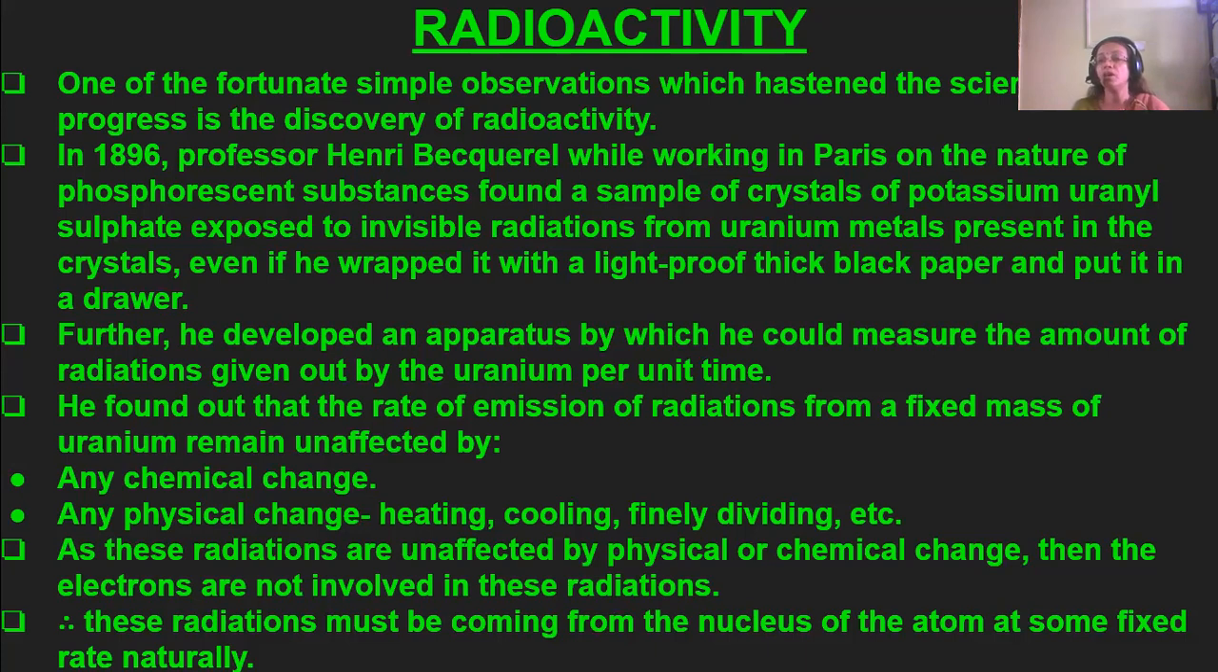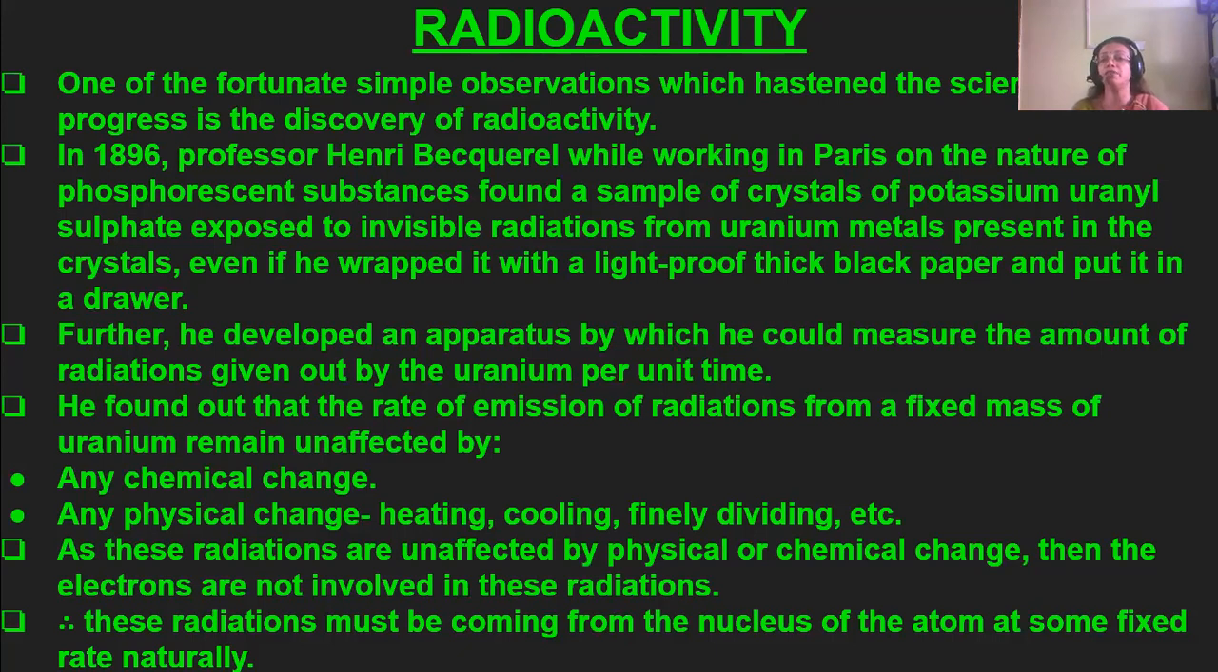What did he do? He wrapped light-proof thick black paper around the crystals of potassium uranyl sulfate, and he found that invisible radiations were still coming out from the uranium metal present in the crystals, because potassium uranyl sulfate has uranium metal in it. Henri Becquerel observed this in 1896, and by this discovery he first discovered radioactivity.